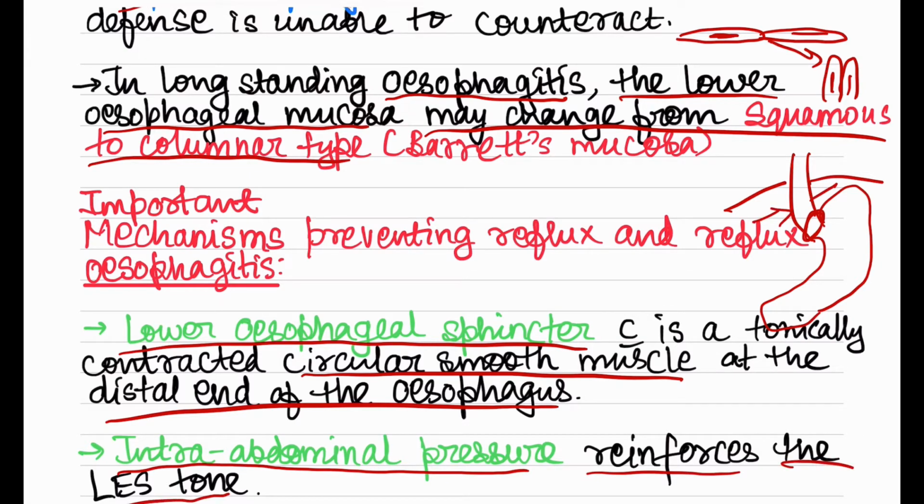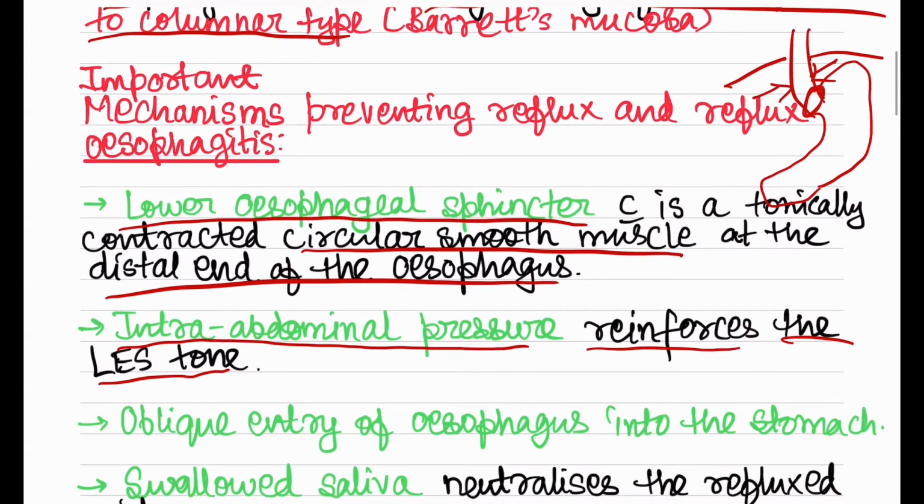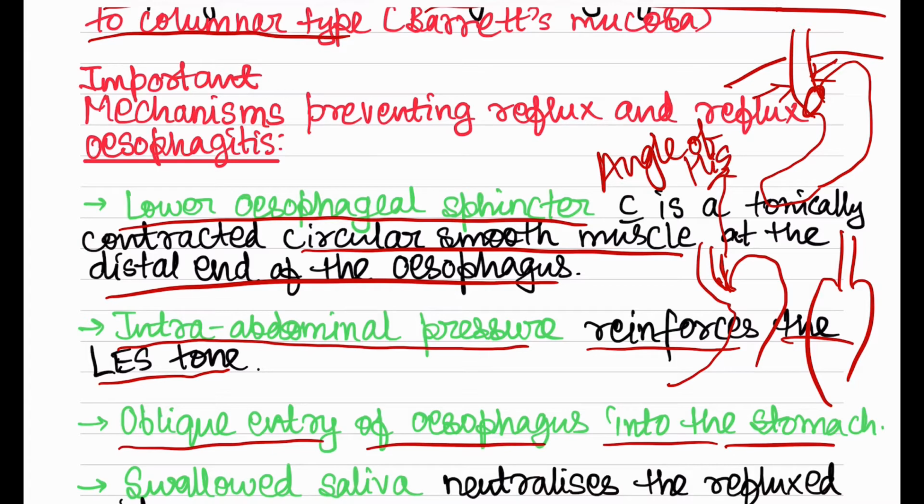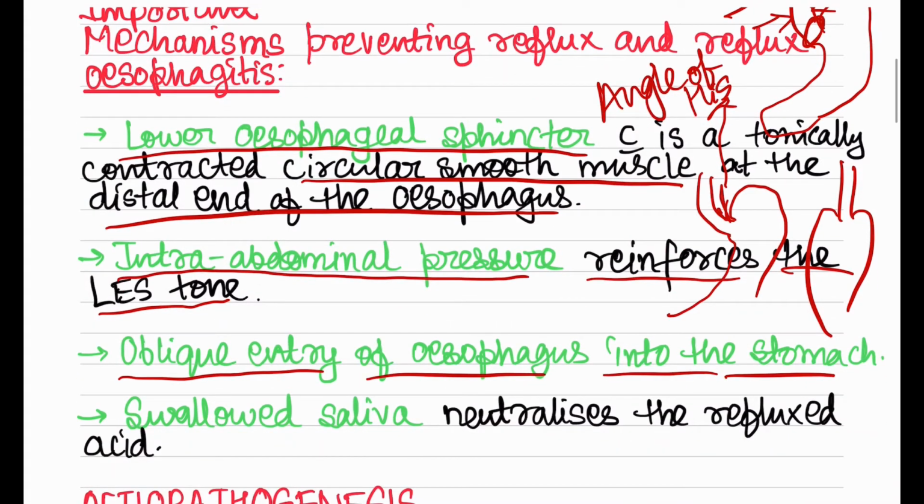Then next is oblique entry of the esophagus into the stomach. As you can see, the esophagus doesn't enter into the stomach directly. Instead, it has an oblique entry into the stomach, and this angle here is called the angle of His. Because of this oblique entry of the esophagus into the stomach, there is prevention of the reflux. Next is swallowed saliva. It neutralizes the refluxed acid.